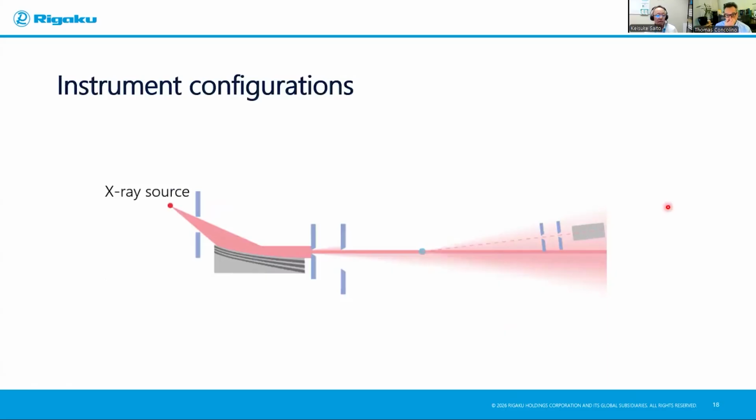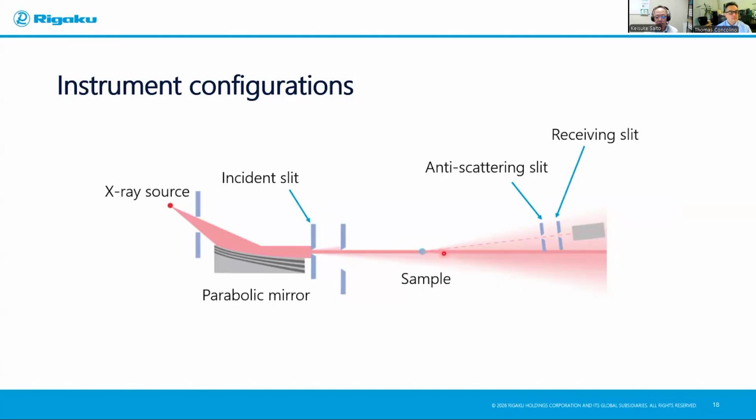This is the XRD configuration, which is very similar to what we discussed in the last episode for thin film. X-rays come from here, then the divergent X-ray is converted to a parallel beam by a parabolic mirror. The incident slit limits the beam height, the X-ray transmits through the sample, then through the anti-scattering slit and the receiving slit, and the detector sitting here collects the scattered intensity.